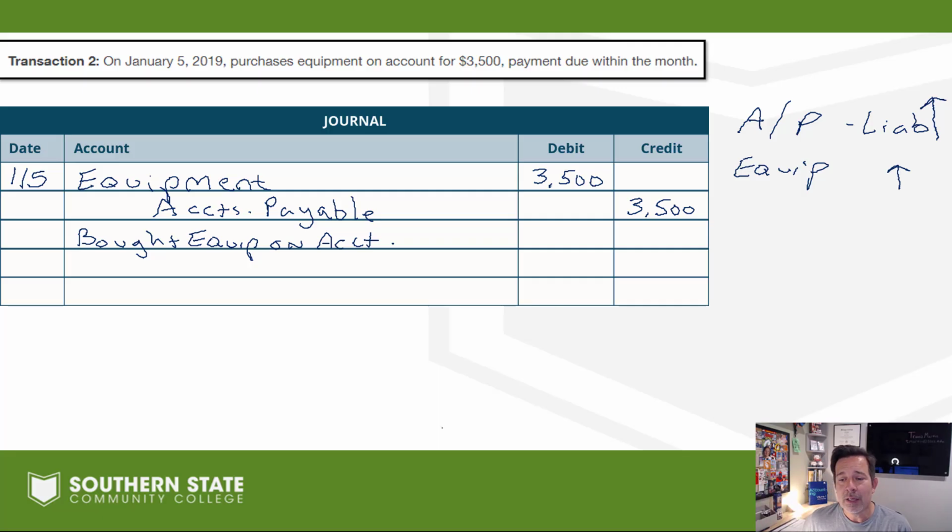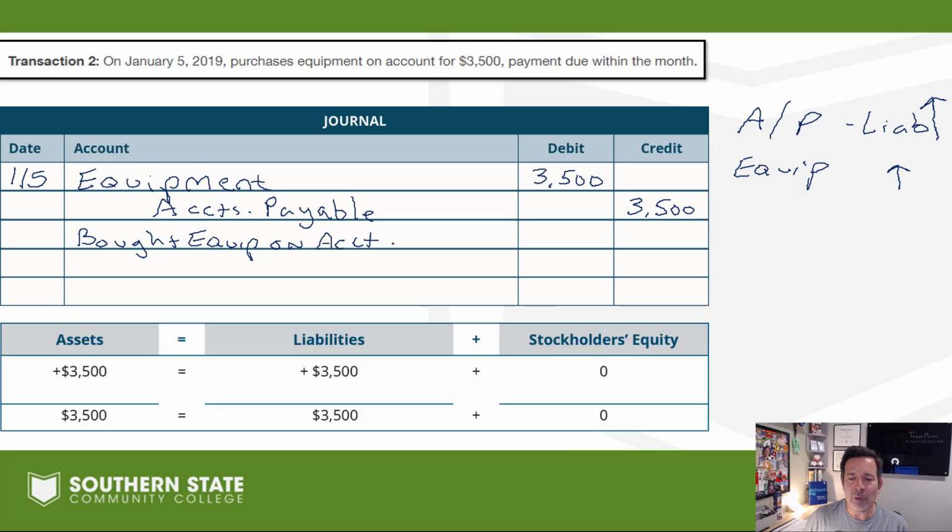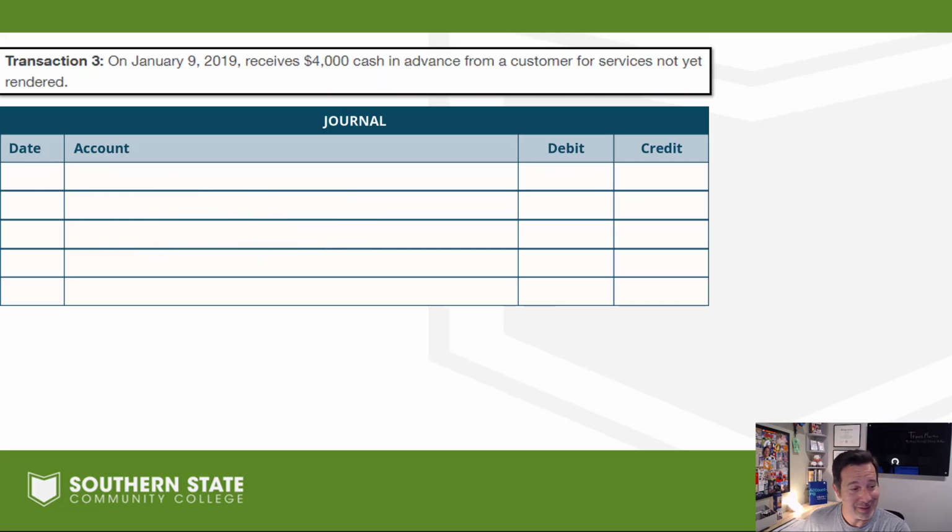All right? So, how does that impact the accounting equation? Assets went up $3,500. Liabilities went up $3,500. Just like that. Number 3. Remember, we got 12 to go. So we have a flurry of accounting activity. We're only at the beginning here.